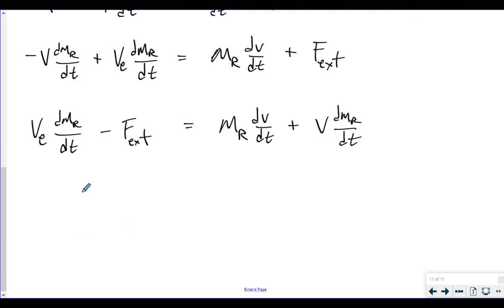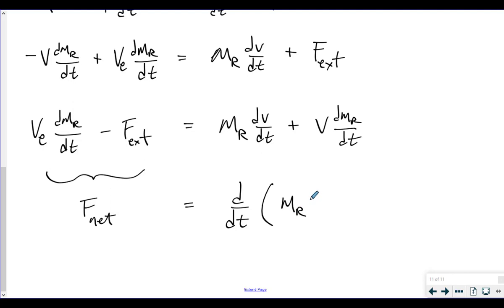And I could take a point here and just call this sort of net force that is equal to the derivative with respect to time of the total momentum of the rocket, the mass of the rocket and its velocity. Right, so if I took a derivative of the rocket mass with its velocity, I get this.